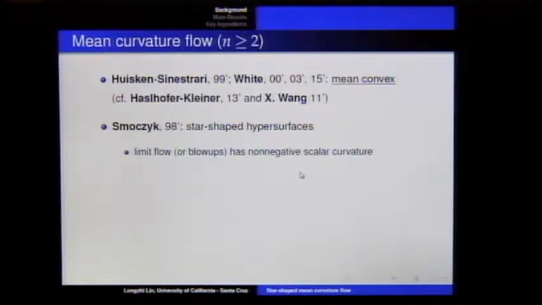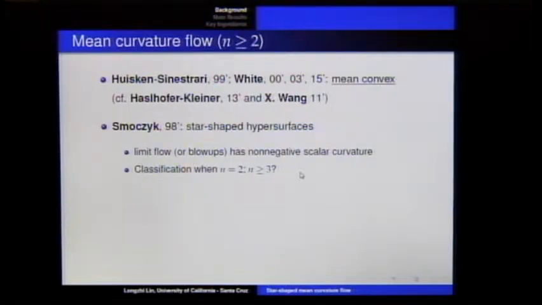But in higher dimension, bigger or equal to 3, the scalar curvature doesn't give you any sign on the principal curvature, right? So you can only say the blow-up limit in higher dimension would have non-negative scalar curvature. That's it, right? But you don't have any classification. So we want to know whether you can do it in higher dimension. So how about higher dimension?